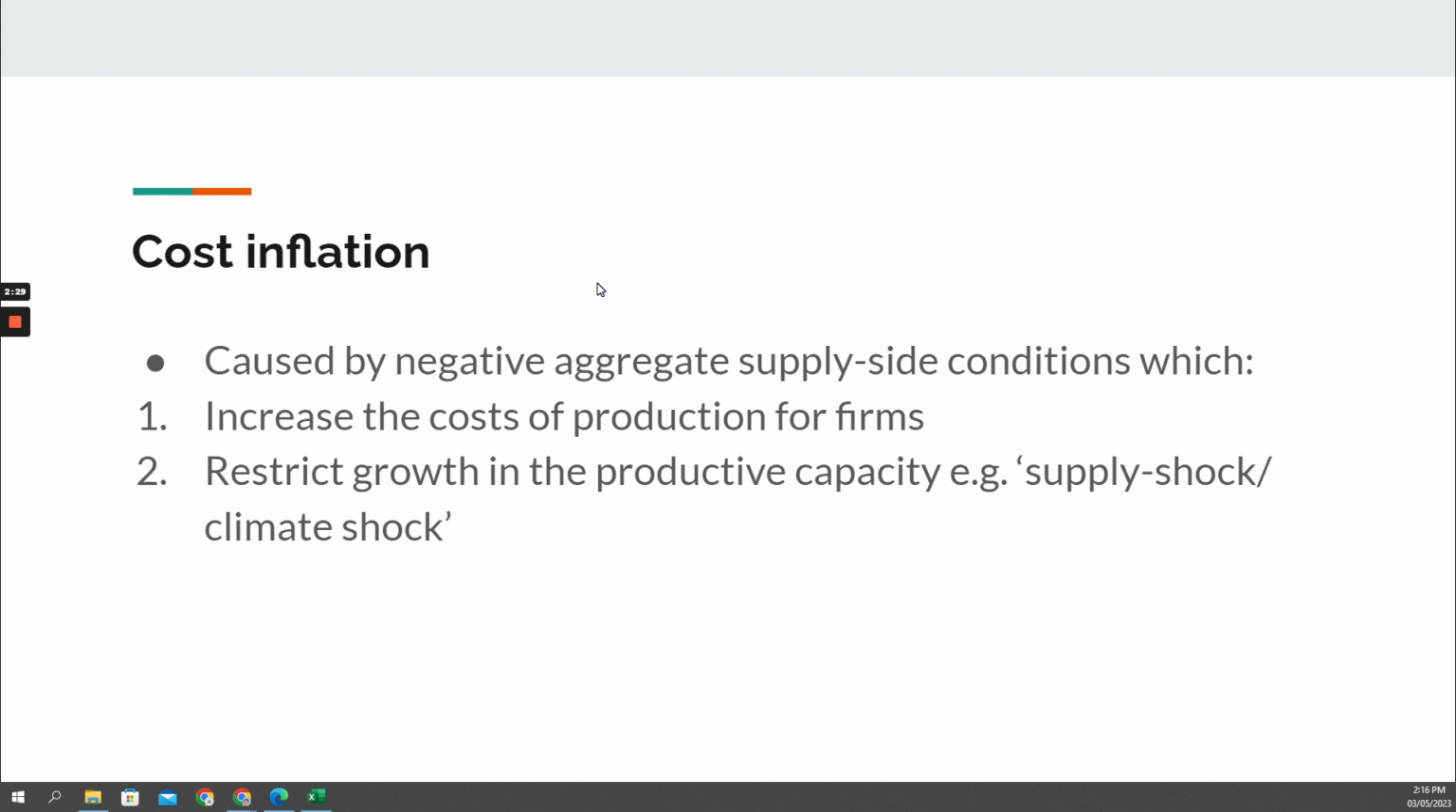Any of these things will make it harder to produce, will make firms less willing and able to produce, or they may have to pass on some of these increased costs of production to consumers. And so we would call this cost inflation. It's when there's been negative supply side conditions.